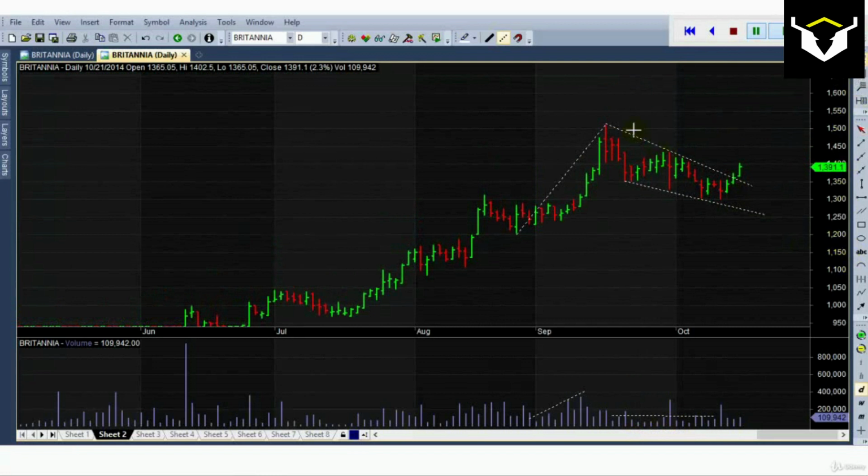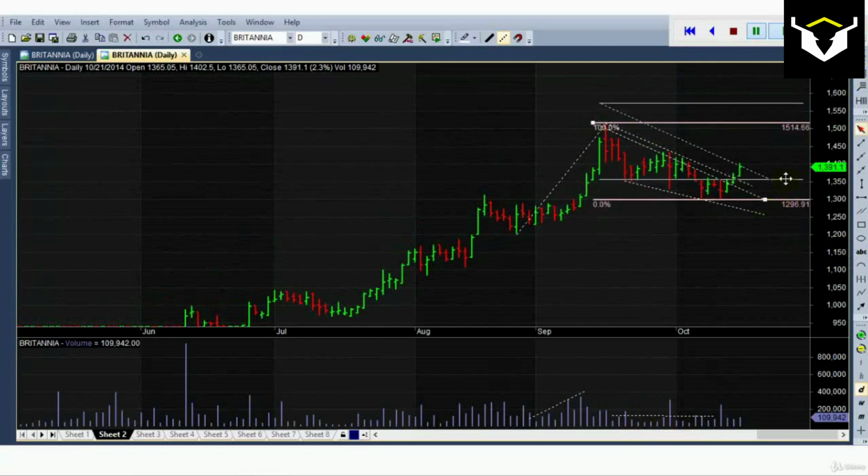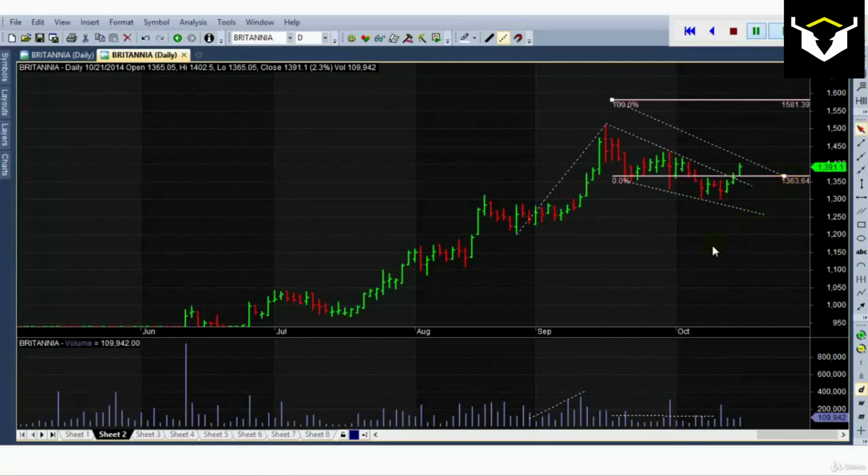Target projection is similar to what we did in triangles. Take the widest range and project it from the point of breakout. 1581 becomes our price target for Britannia. Or another way of projecting a price target is to take the range of the previous uptrend, and project it from the point of breakout.